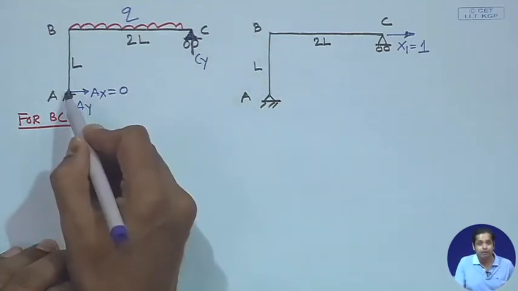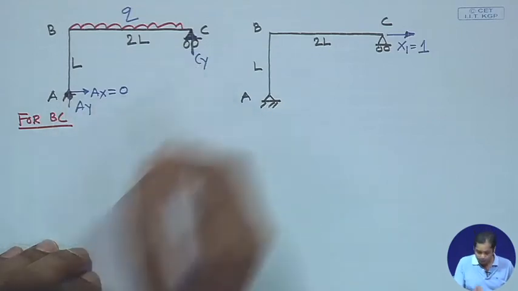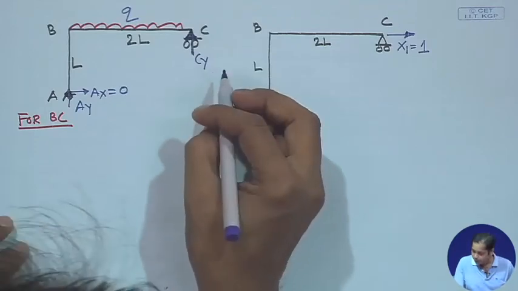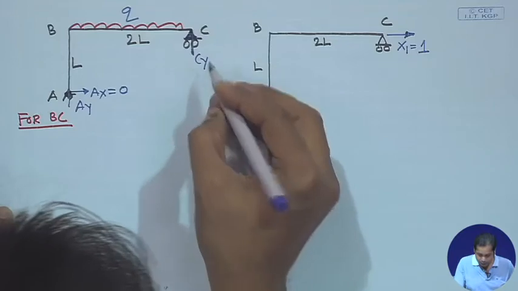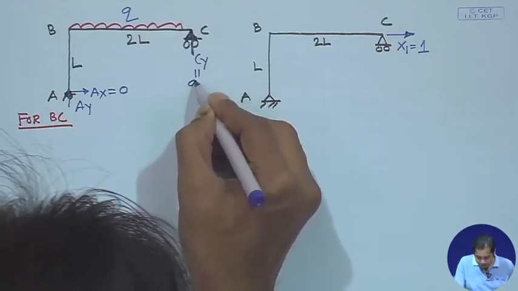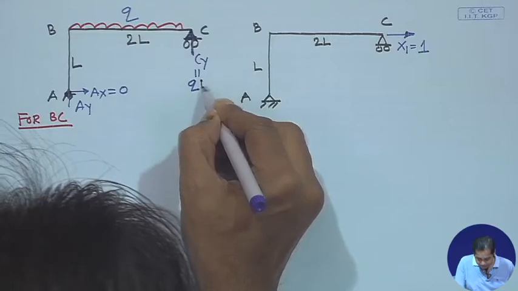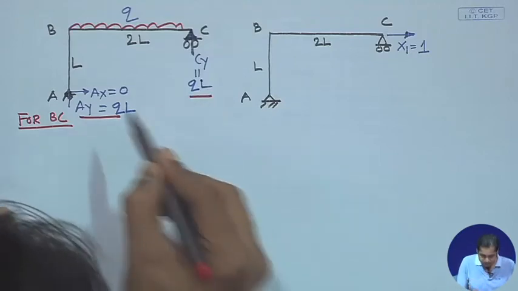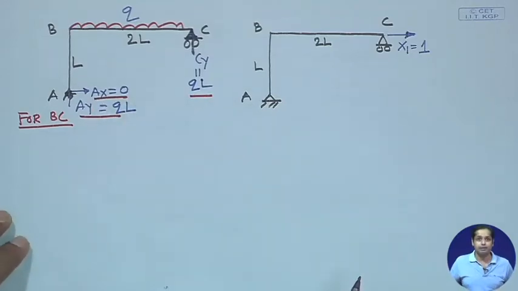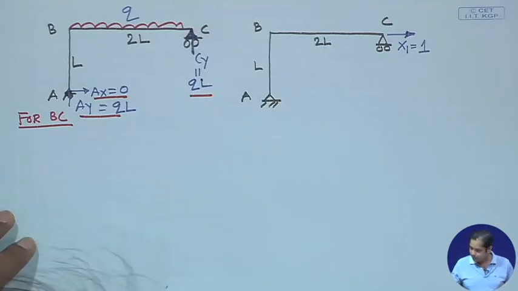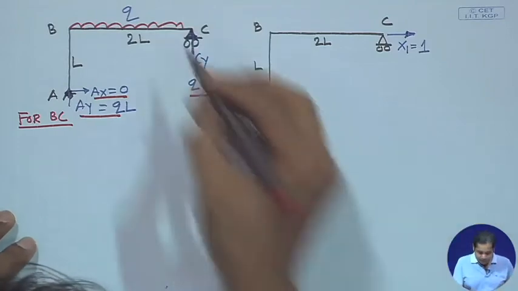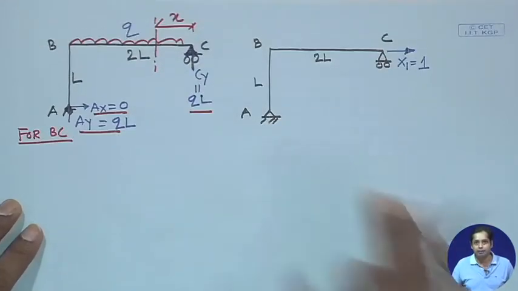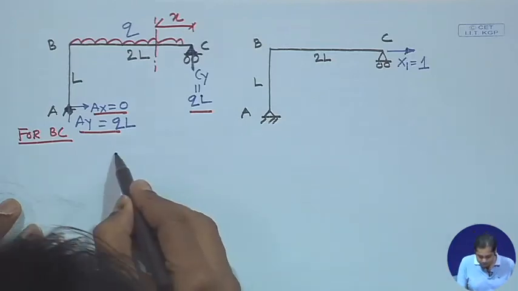Then if we take moment about A, we get the value of Cy as Q into L. Similarly, Ay will be Q into L. So, these are the support reactions for the primary structure. It is just the application of static equilibrium equations. Now, let us take a section at any distance x from C, and draw the free body diagram of that section.